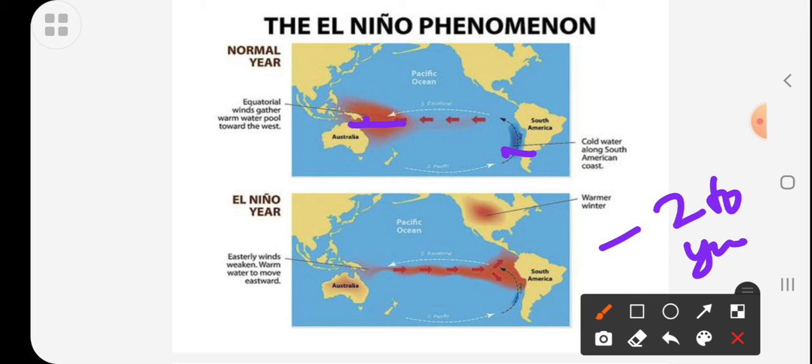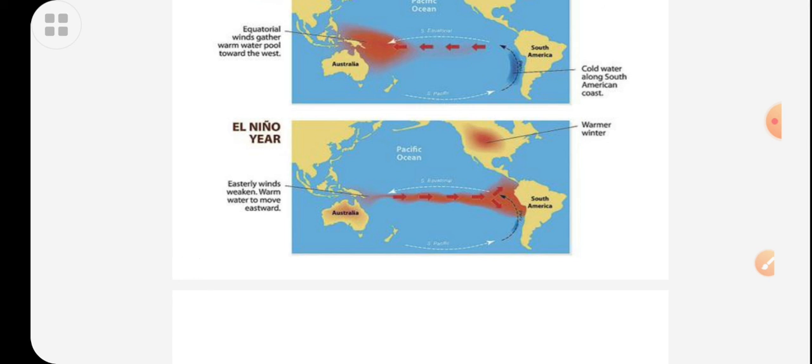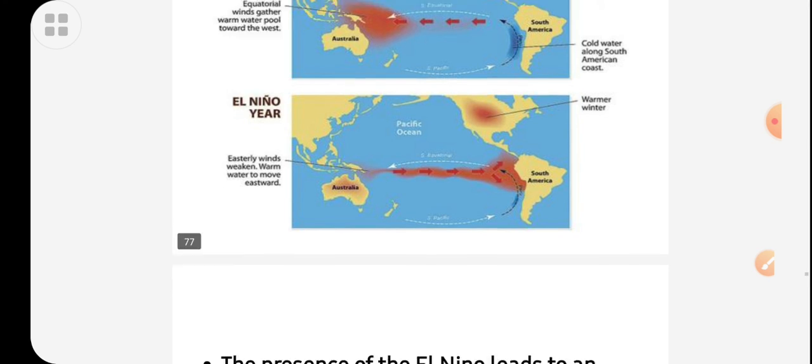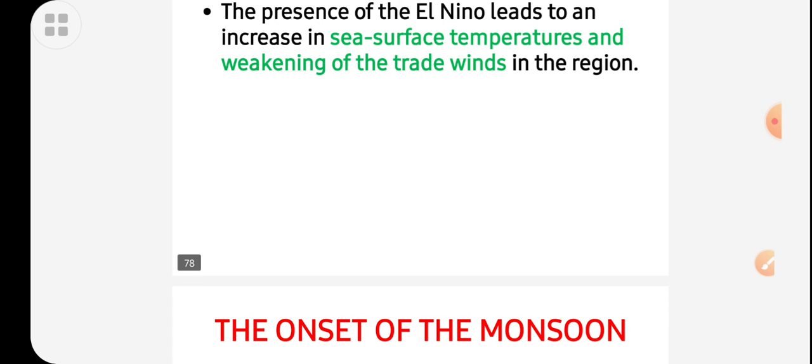So you see here, if pressure is high here and low here, then what will happen? High pressure will start building there because the winds travel. So cold water here is generating till here in the Pacific Ocean and reaching the eastern coast, generating high pressure. So what is happening means there will be a strong monsoon in India. The presence of El Nino leads to an increase in sea surface temperatures, weakening the trade winds in the region.